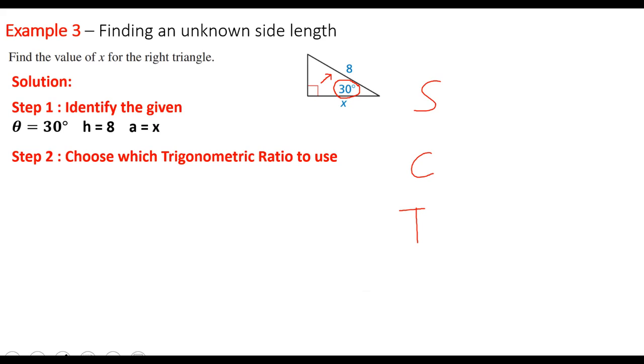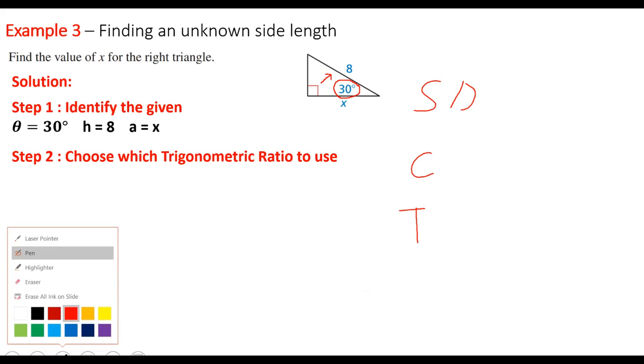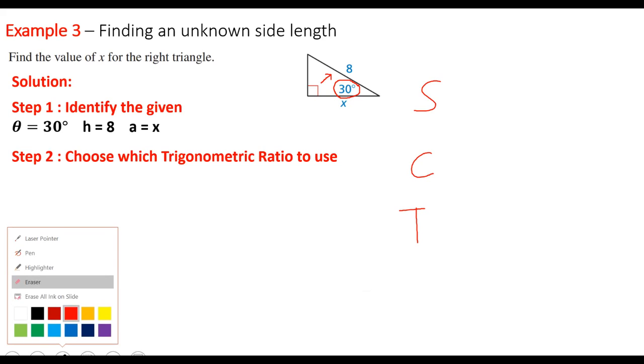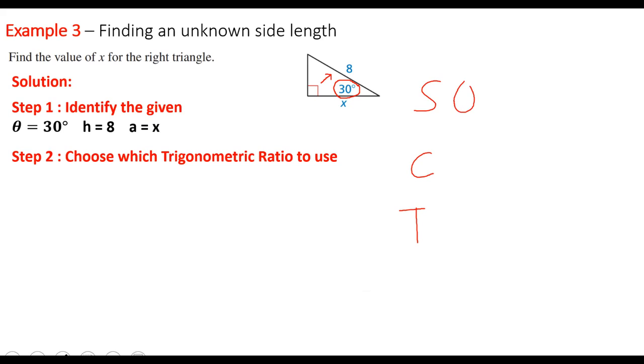Now, I'll be introducing to you three acronyms. The first is SO. Let me erase that. So the first one is SO. Second is KA. And the third one is TOA.